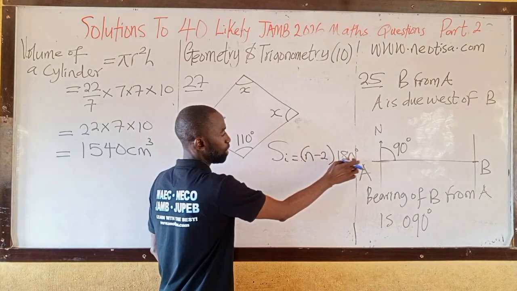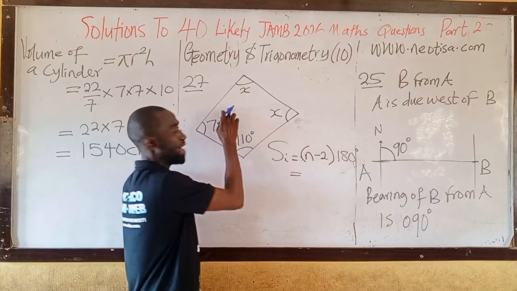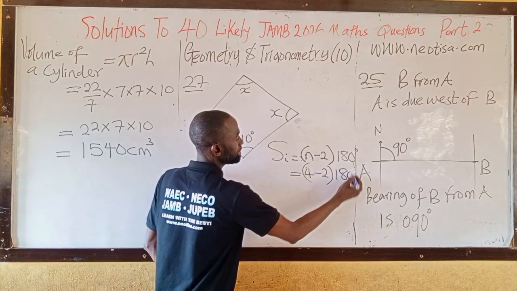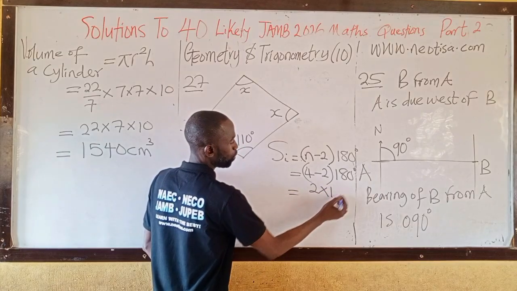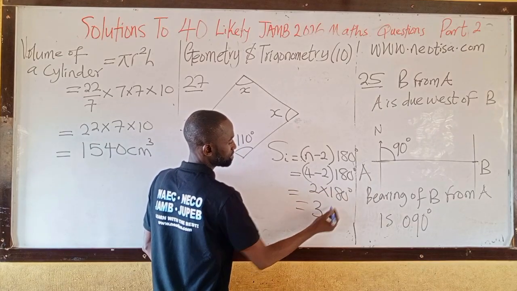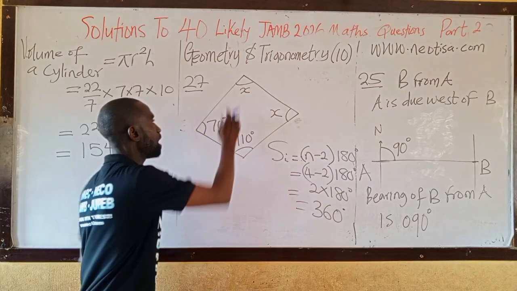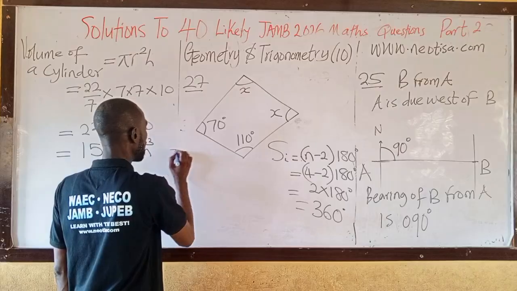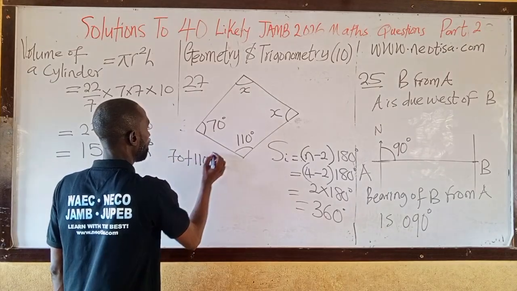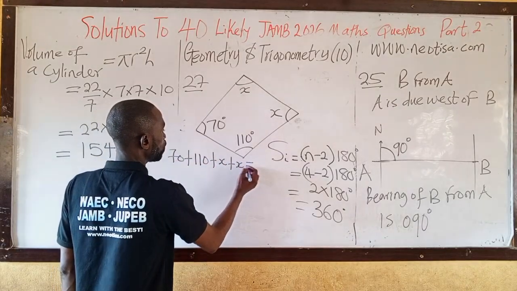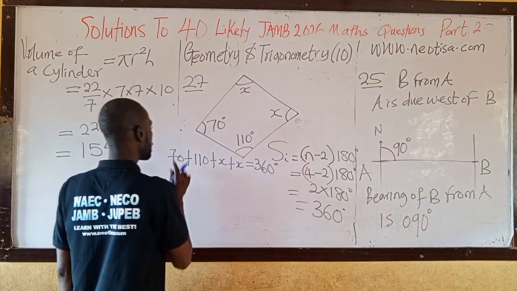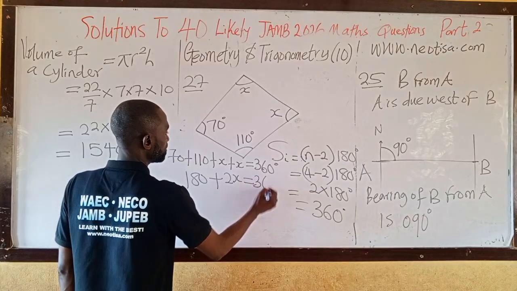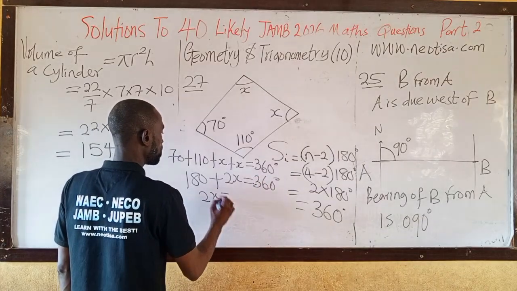n minus 2 times 180 degrees. What's our n? Our n is 4. So we have 4 minus 2 times 180 degrees, which is 2 times 180, because of that, 360. So the sum of all these angles equals 360 degrees. Now we have 70 plus 110 plus 2x equals 360 degrees. This will be 180 plus 2x equals 360 degrees.